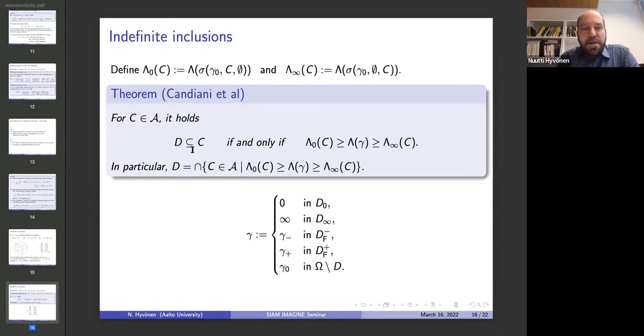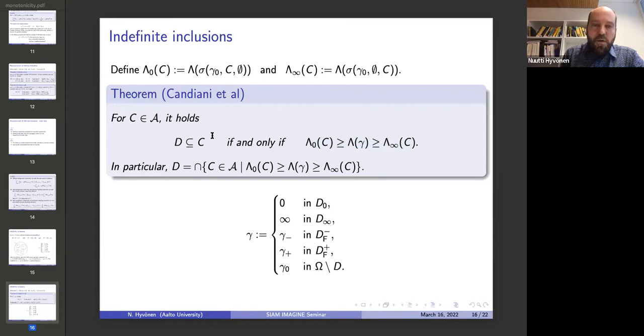But the idea is that if I ask the question whether C, my test inclusion, contains D, then it happens if and only if these two Neumann-related maps give an upper bound and a lower bound for the Neumann-related map that I can measure. So the fact that these hold if D is included inside C is intuitive, due to the sort of consumption of the energy. The less intuitive part is that it also holds the other way around.